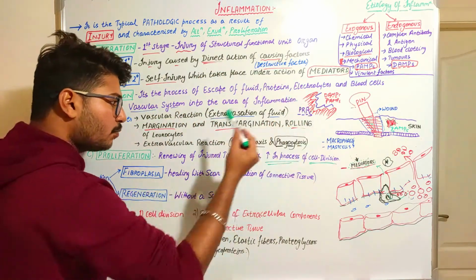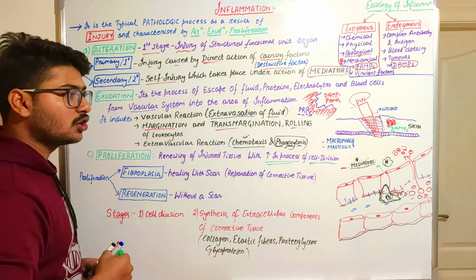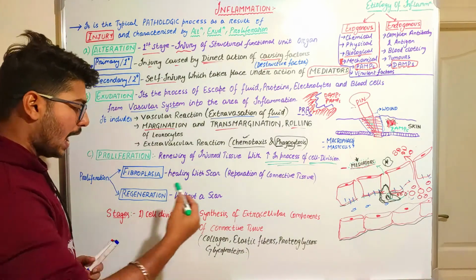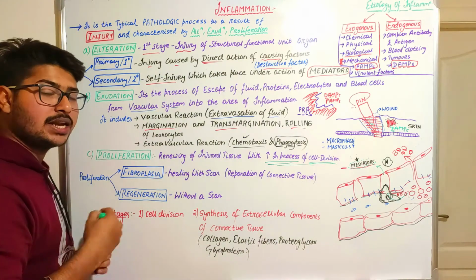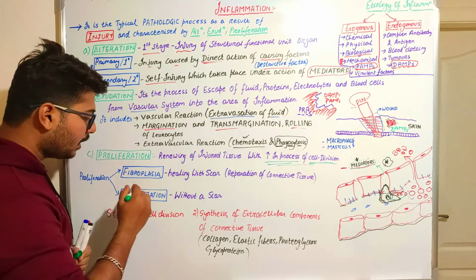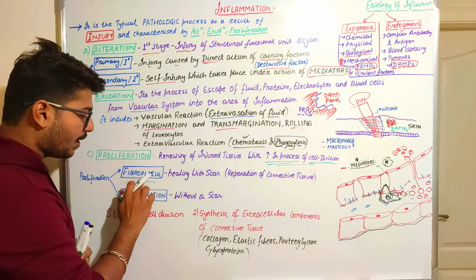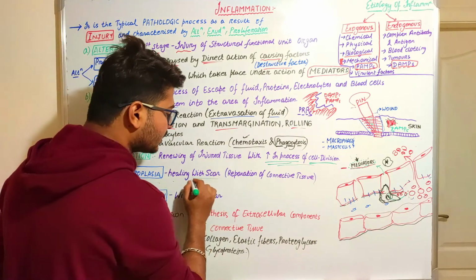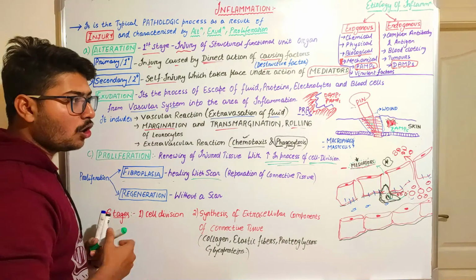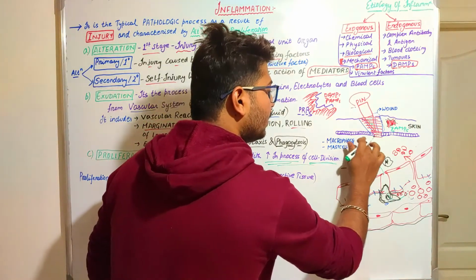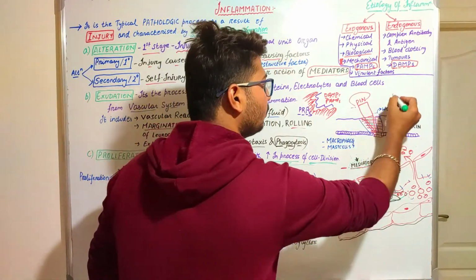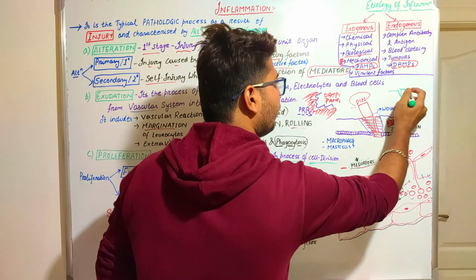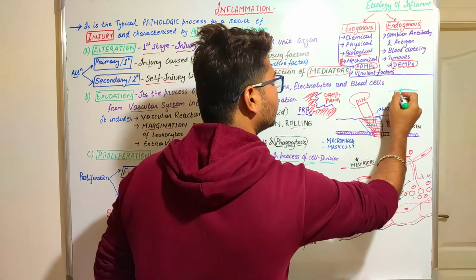Okay, so through this process, the proliferation, or the increase in cell division, will occur, and this proliferation can occur in two forms. It can divide into fibroplasia or regeneration. Fibroplasia means healing with a scar, meaning there will be a scar present. If the damage is very severe, after the healing process, there will be a little bit of scar.